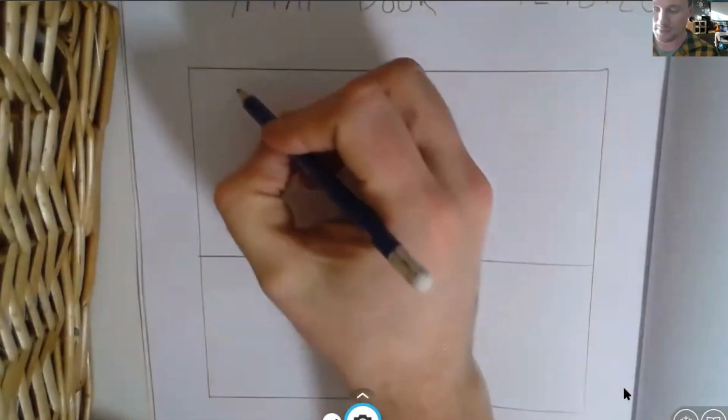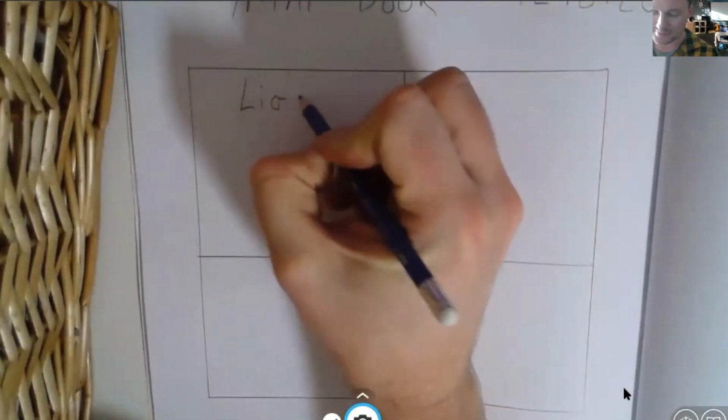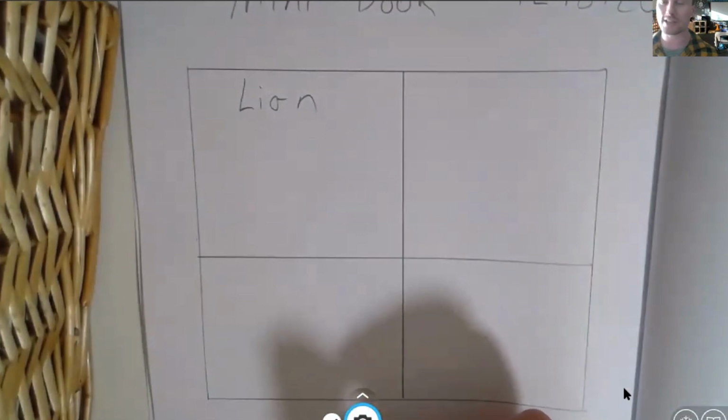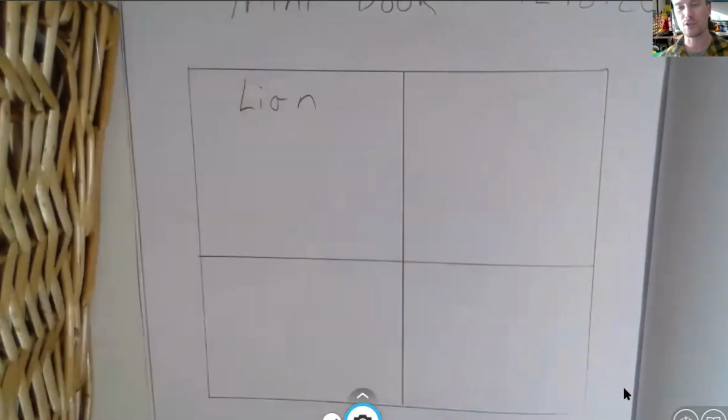Now, my book is going to be all about lions. My mini book, I should say. So I'm going to write a heading of lion, and I'm going to quickly draw a picture of a lion. Now, you don't have to be the best drawer in the world. Just have a bit of a look at the picture in your book on Epic, and you do the best that you can, okay?